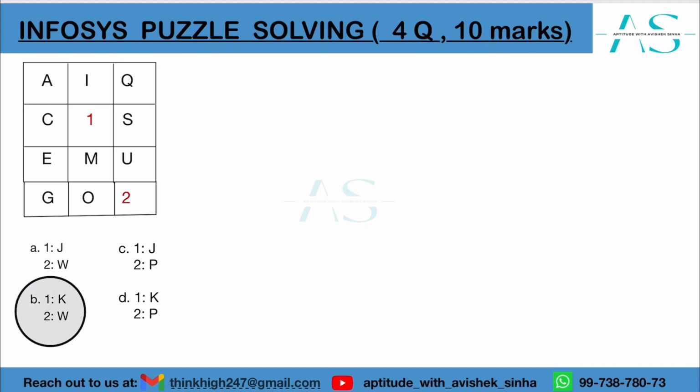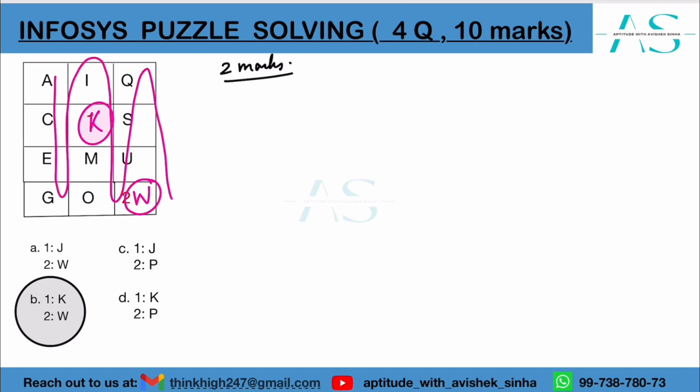It's an easy one. A question like this would fetch you 2 marks out of the 10 marks. It's an easy one to crack, right? Do we all agree? Yes or no? So in place of 1, it should be K, and in place of 2, it should be W. If we put these 2 values, we have a sequence here which is followed this way. Alright, moving forward.